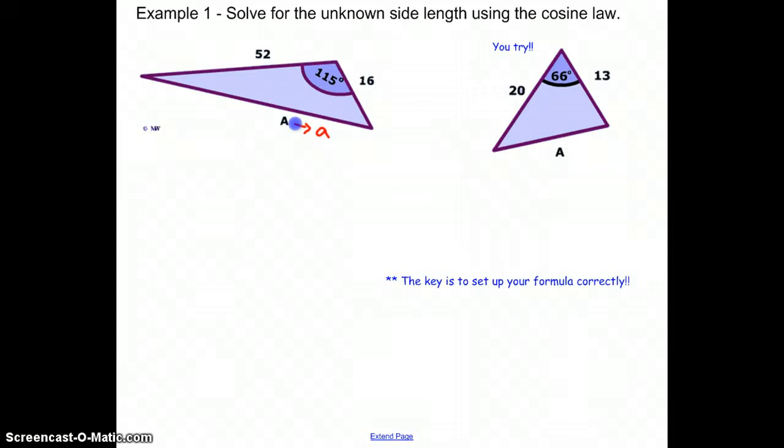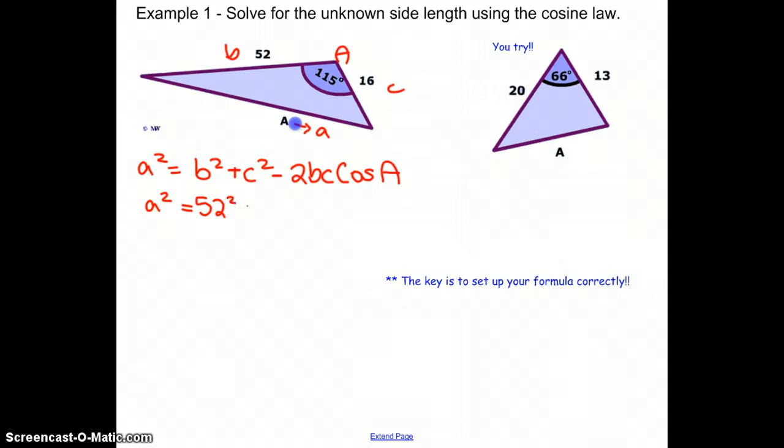So to set this up, if it's little a that we're looking for, that goes on the outside. It does not matter then which one is b and which is c. So we'll have b squared plus c squared minus 2bc cos capital A, because capital A here would be our angle. Then we just plug in what we know. So we don't know little a, but we know b is 52, c is 16, and A is 115 degrees.